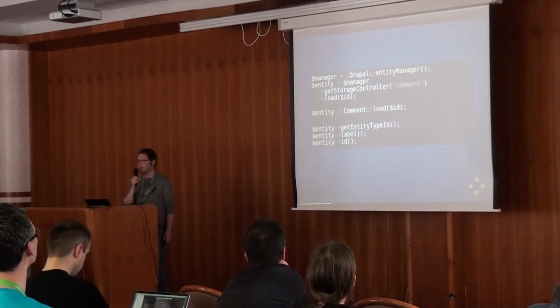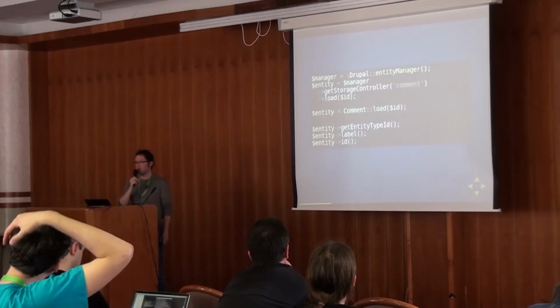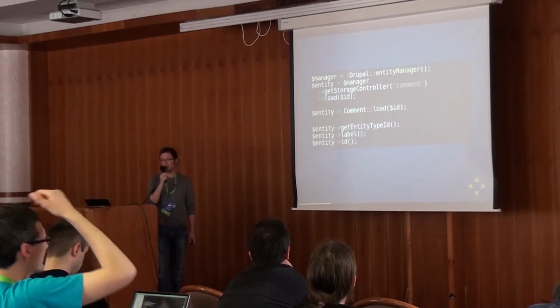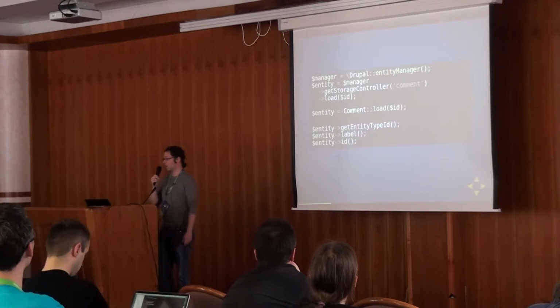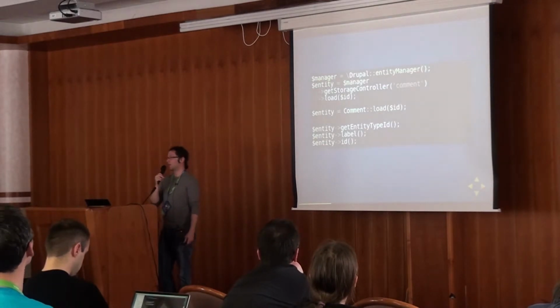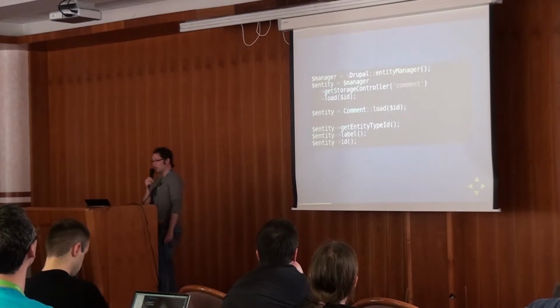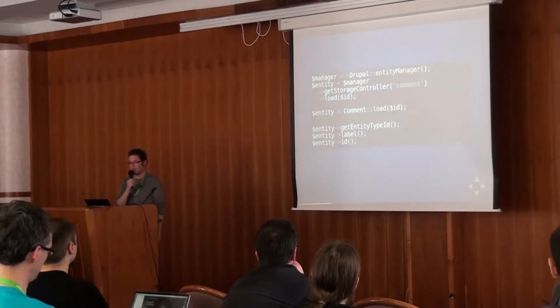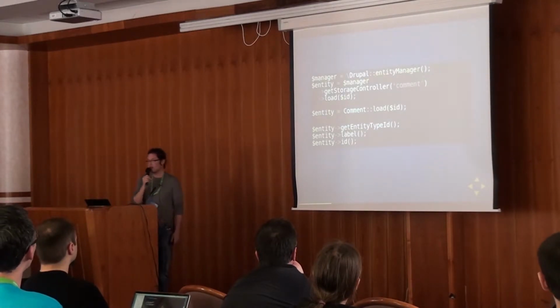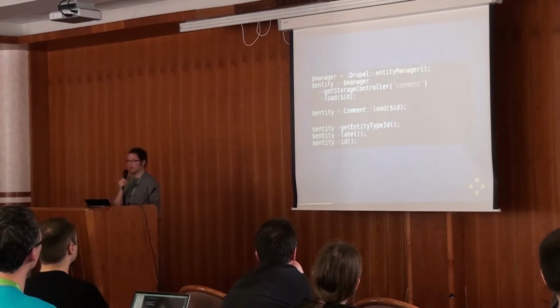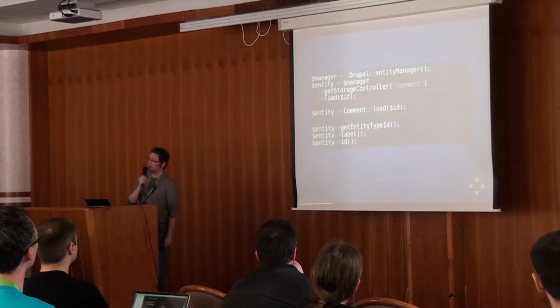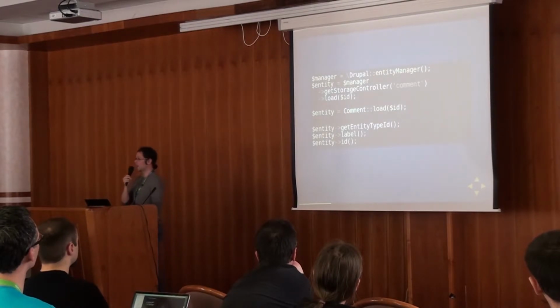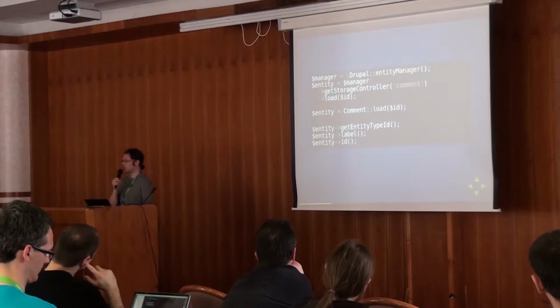Then on the entity manager, you can call getStorageController to get the storage controller of each entity type, like for comments, and from there on you can load, save, and everything. You have all the methods to handle the storage of an entity type. Right now we are working on adding a shortcut to that, like entity class load. So you can do comment load, node load, and it's a really convenient shortcut, and basically deprecates the functions that you know, like node_load and comment_load.